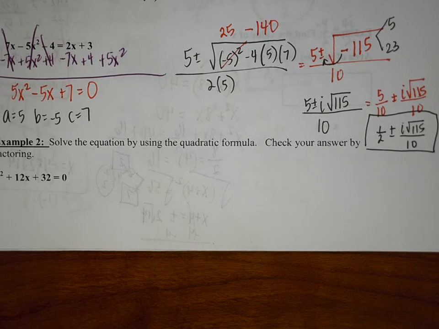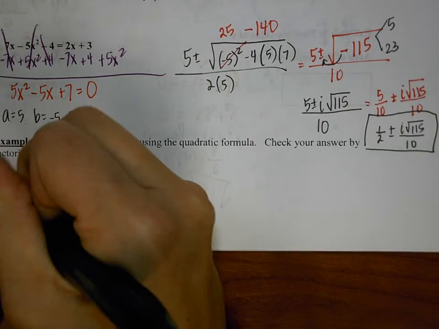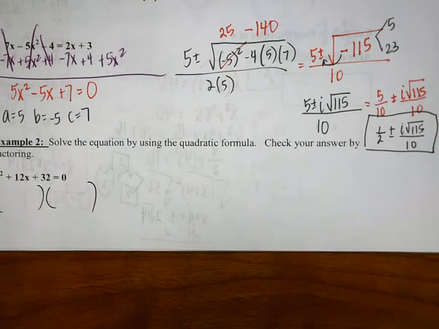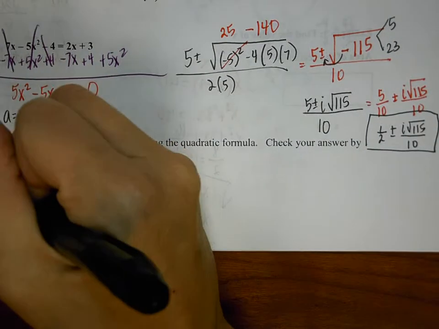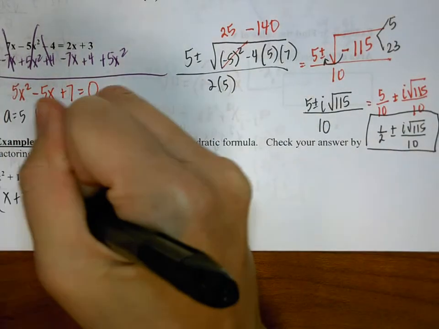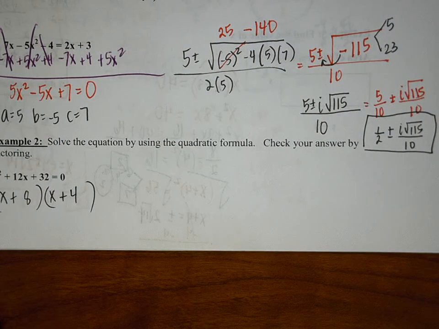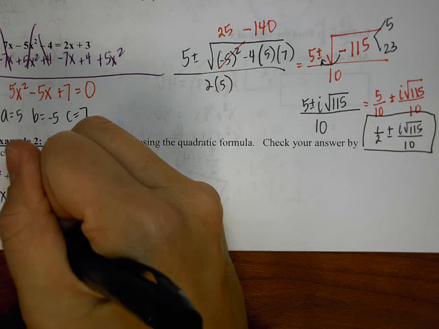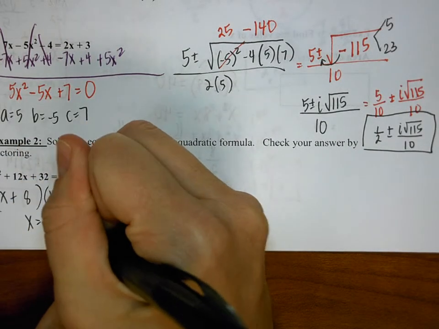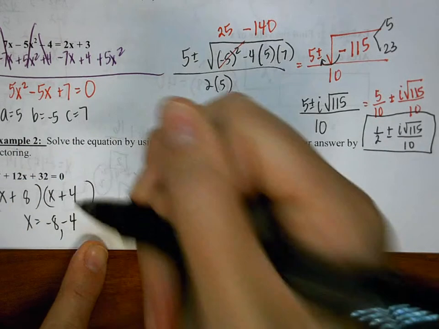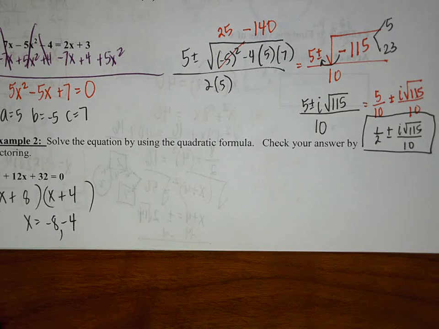Okay, so example 2, this last part, we're actually not going to go through it all because of time. You guys have a quiz still today. But this one, if you factor it, you would end up getting x plus 8 and x plus 4. Those multiply to be 32 and also add to be 12, which gives you the value of x equals -8 and -4 when you set those equal to 0.